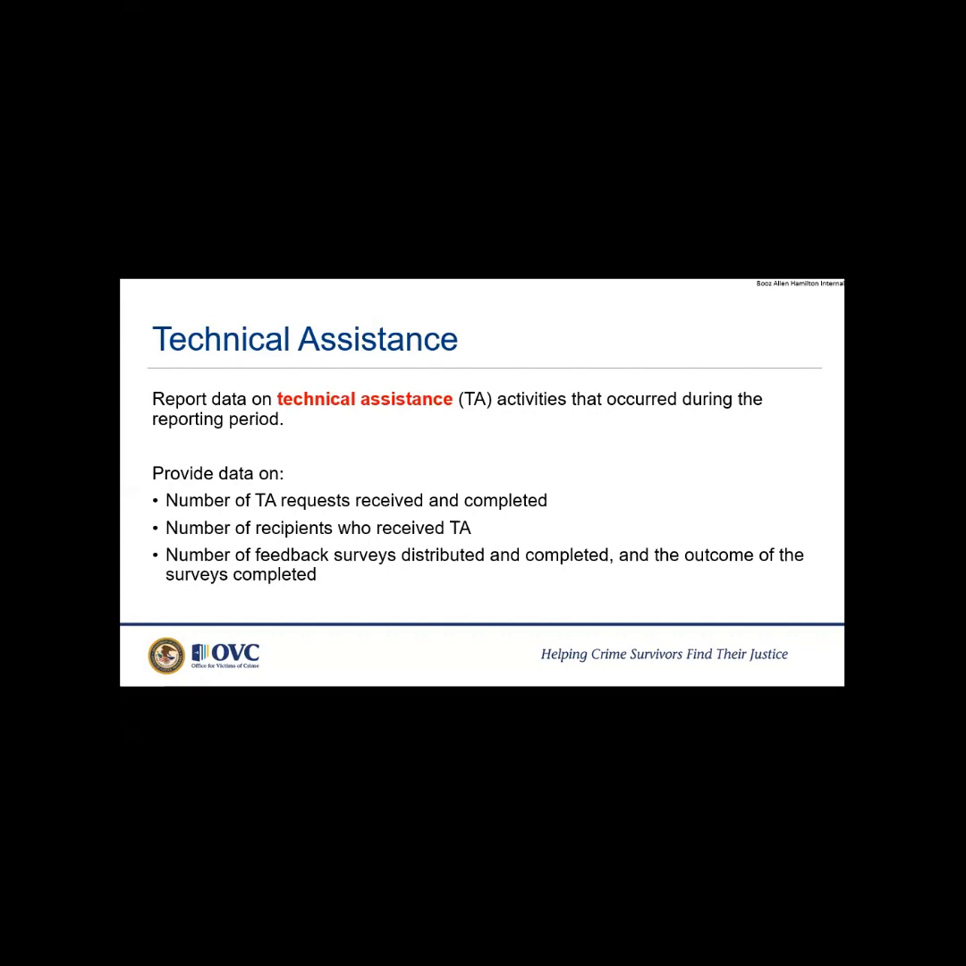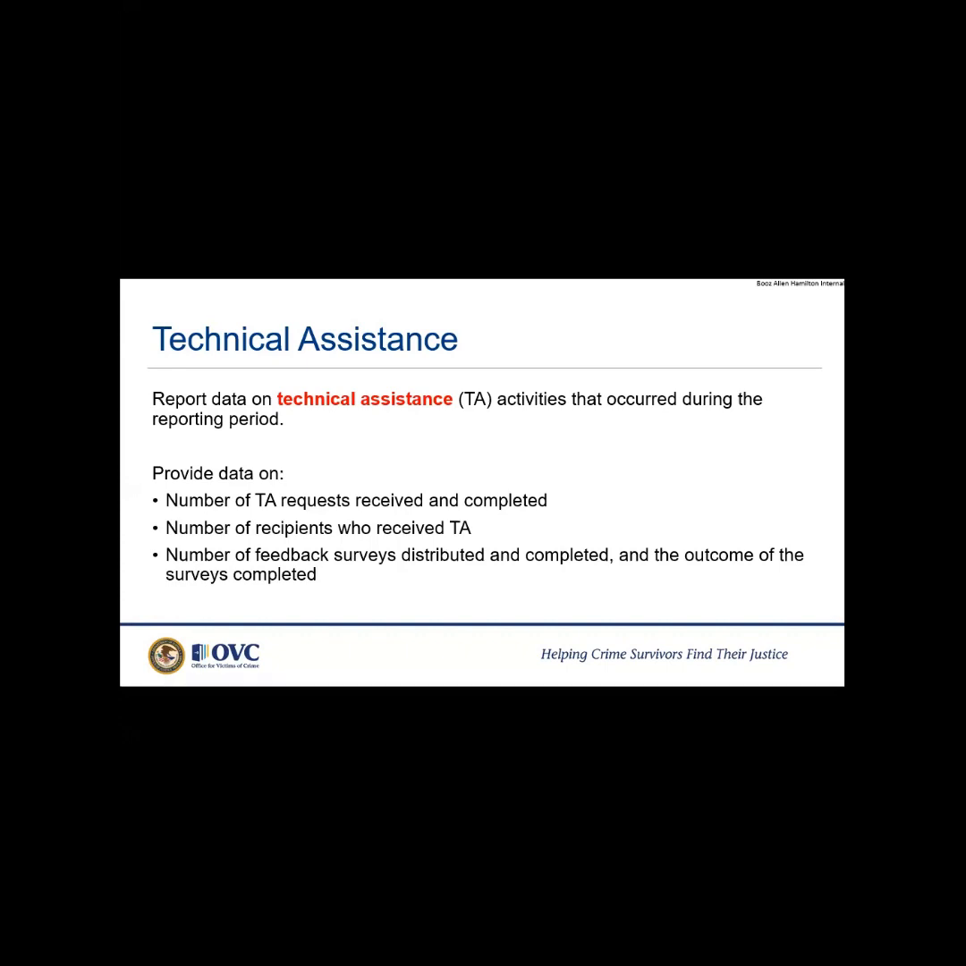So again, to do the math, you received 5 TA requests during the reporting period. You were only able to fulfill 3 of those, so 2 of them were pushed to the next reporting period to be completed, but you also completed 2 TA requests from a prior reporting period. So your total for TA requests would be 5 for received, and then for completed, it would be another 5. This example is not working as well as I thought it would. But let's say there's 5 different TA requests between received and completed for that specific reporting period. The number of recipients who received the TA should be equal to or greater than that 5 of those that were completed.